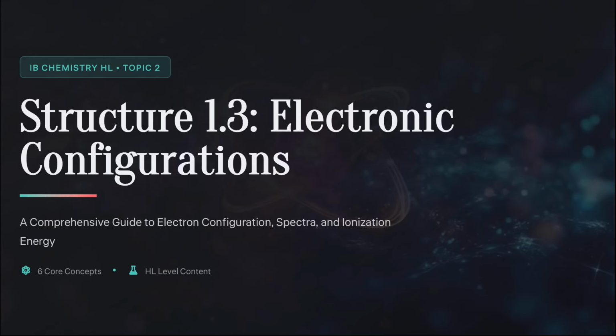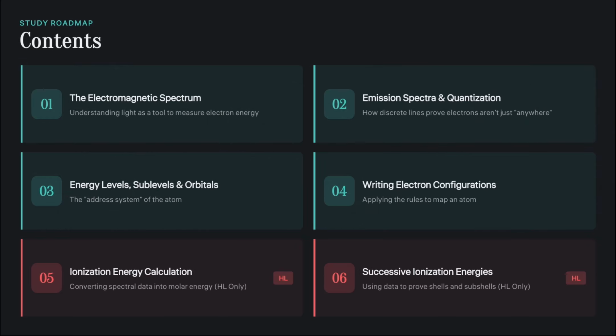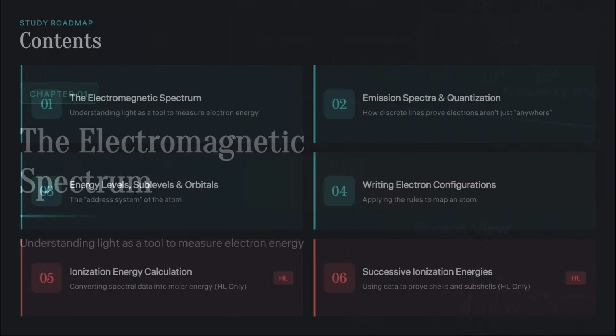Hello everyone. In today's video, we're going to be covering structure 1.3, electronic configurations for SL and HL chemistry. This is what we're going to be going over in today's slideshow. So the SL content is highlighted in blue and the HL content is highlighted in red. So SL students, please feel free to click off by the end of the SL content.